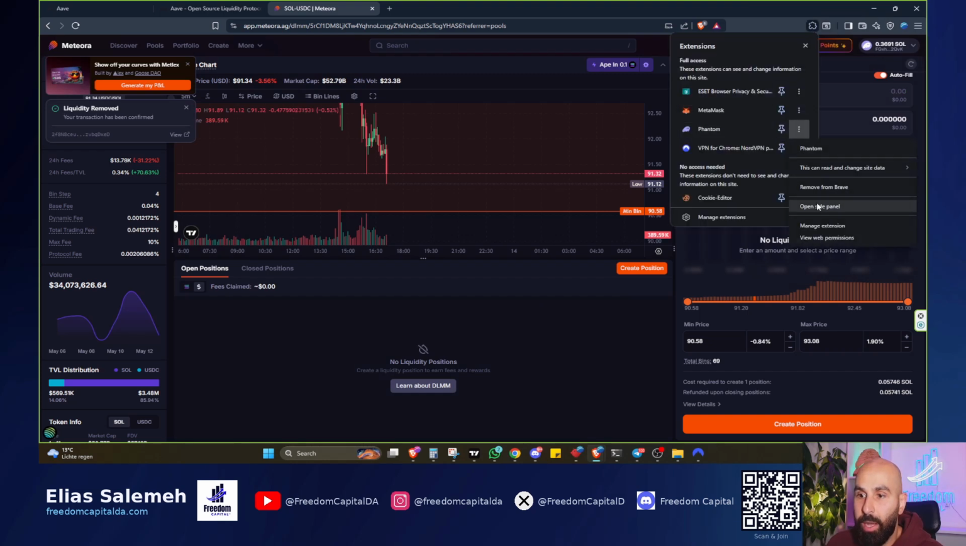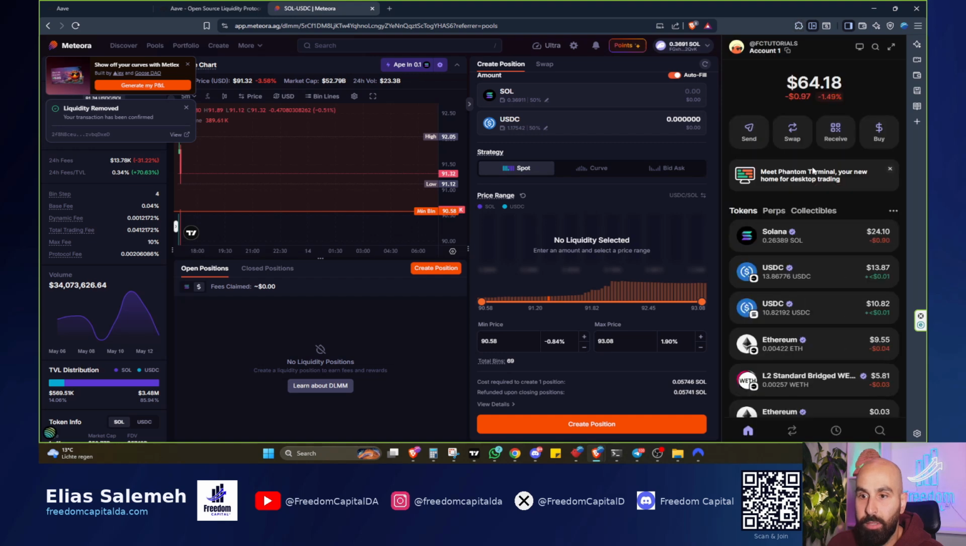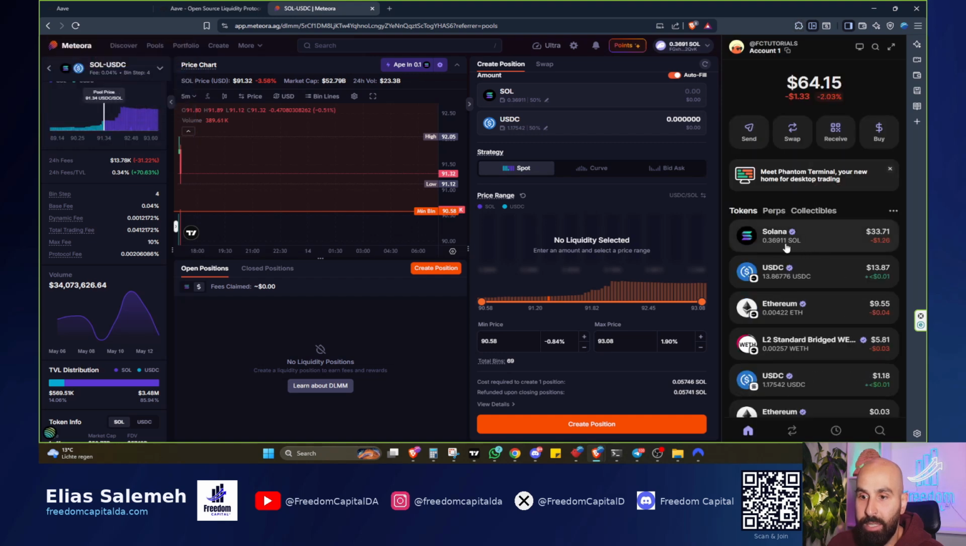If I open my wallet, you can clearly see here that I have all my Solana back in my wallet, and I no longer have the USDC, which I deployed. So this is how you deploy liquidity into decentralized finance, and specifically on Meteora.